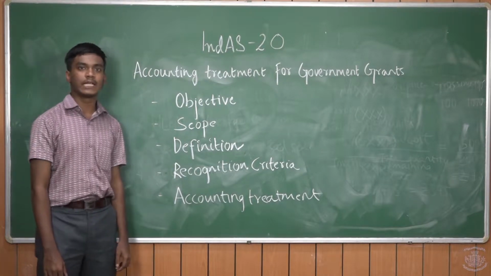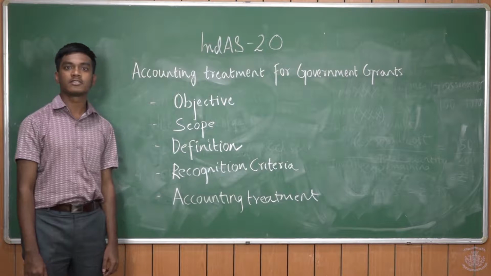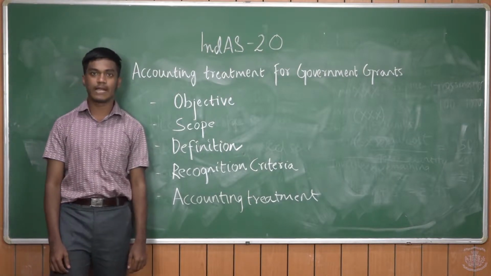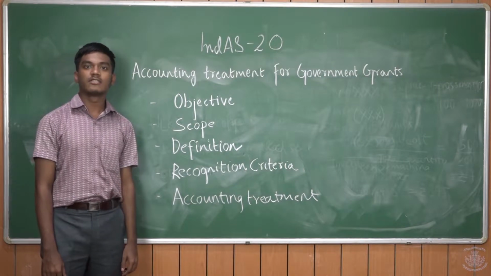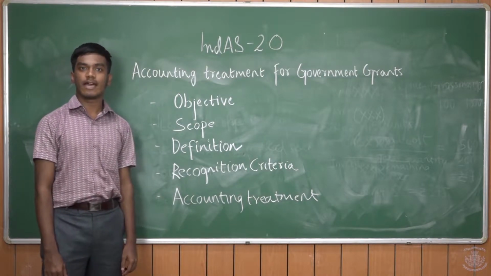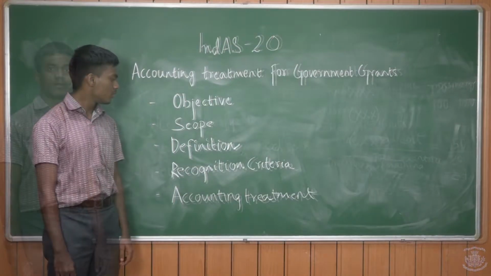So what does government include? In this standard, government includes local government, national government, international government and similar bodies of same type. Definition. Government grant is assistance provided by the government in the form of cash or kind for the past or future compliance of conditions. So let's move on to the next thing.